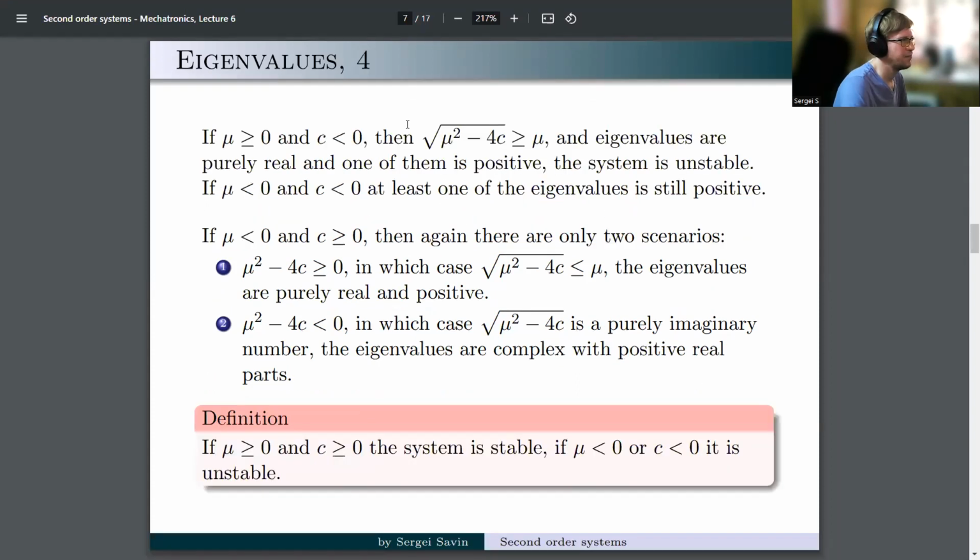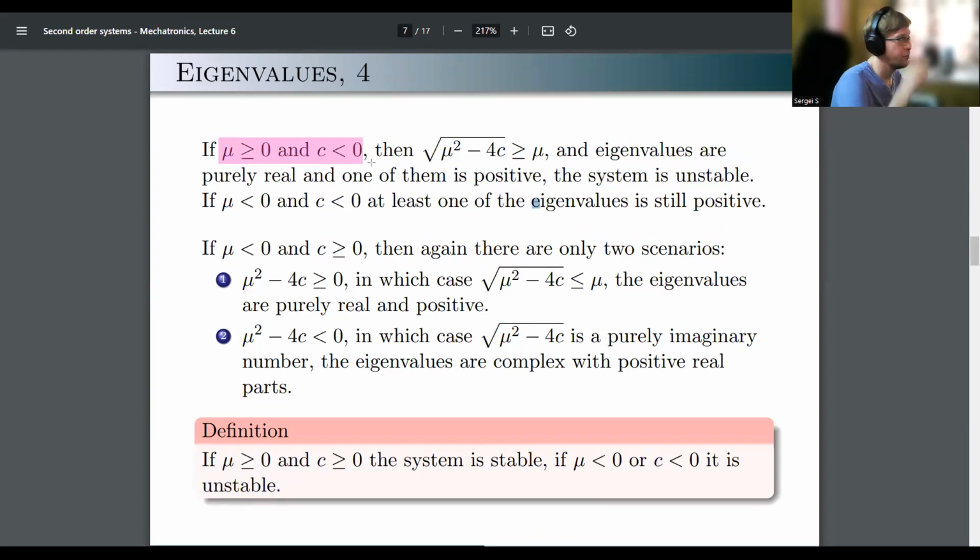That's the reply. The eigenvalues are purely real, and one of them is positive. Purely real because this term is obviously purely real, a positive number, and its square root is a positive number, not imaginary. Okay, so the system is unstable. So you see this scenario, which I wasn't comfortable talking about off the top of my head, is actually unstable. And we can prove it by this simple argument.